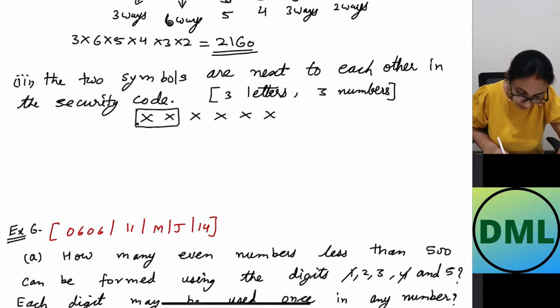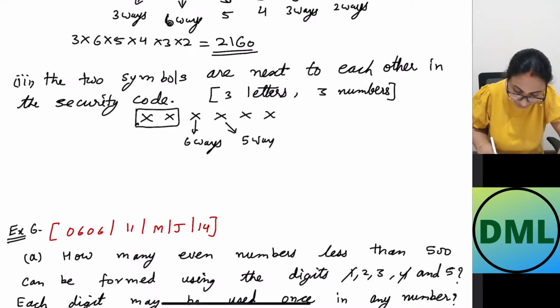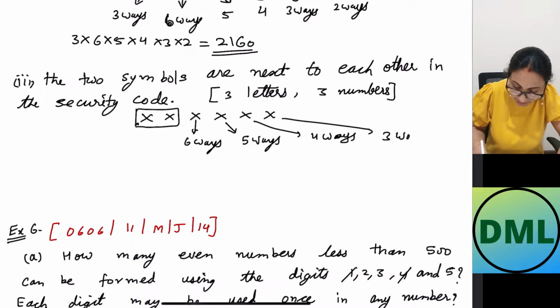So this place can be filled in 6 ways. Similarly, the next place can be filled in 5 ways. The next place can be filled in 4 ways. And the next place can be filled in 3 ways.